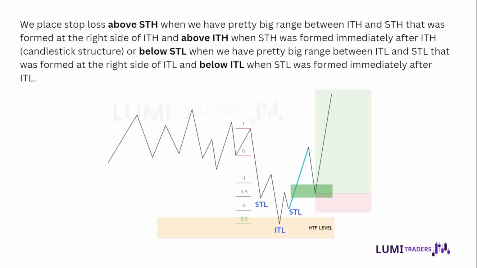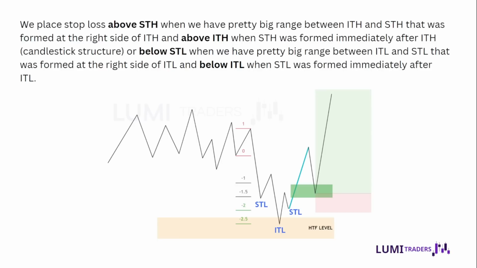Okay, how do we want to place our stop losses? We place the stop loss above the short term high when we have a pretty big range between the intermediate term high and the short term high that was formed on the right side of the intermediate term high. What do I mean by pretty big range? We have distance between the intermediate term high and the short term high. And we want to place the stop loss above the intermediate term high when the short term high was formed immediately after the intermediate term high. Candlestick structure, remember this.